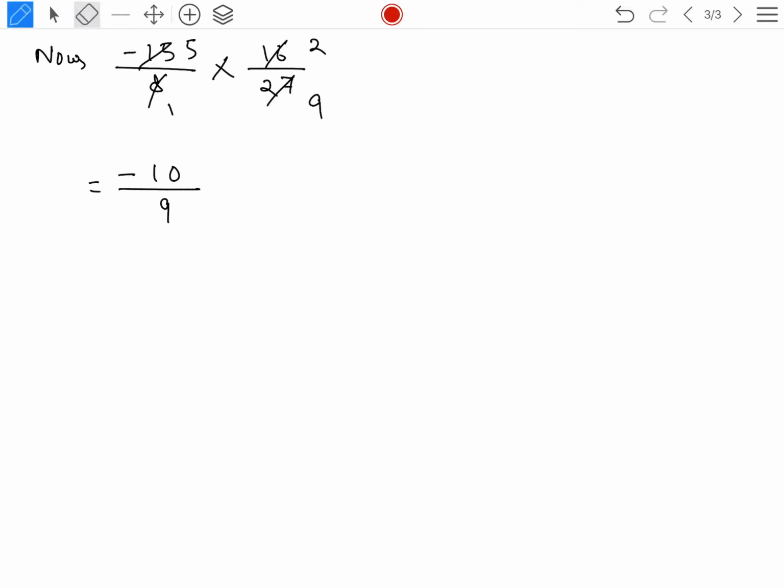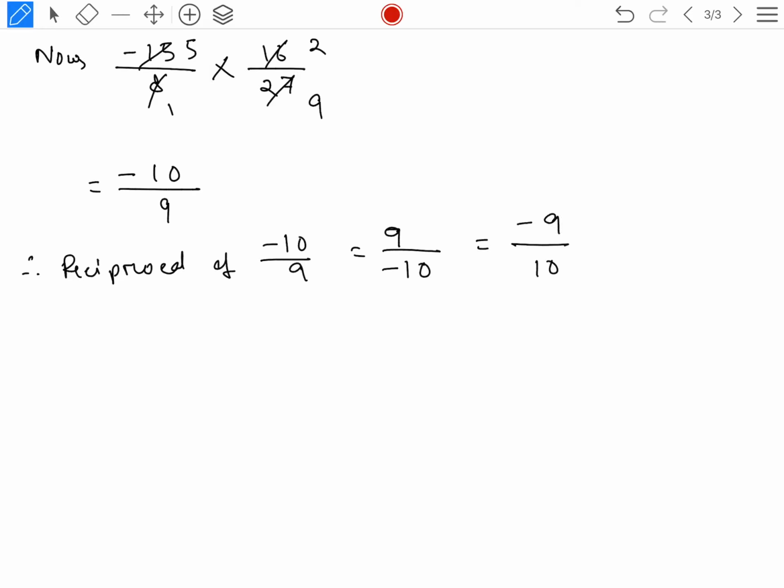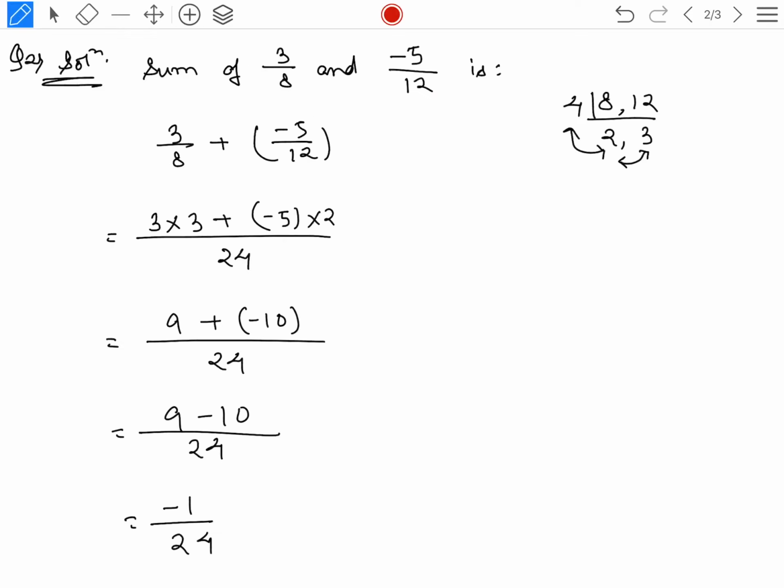Before that, we need to write the reciprocal, yes or no? So we'll write, therefore, reciprocal of minus 10 by 9 equal to 9 by minus 10, but in the denominator we don't write the negative sign, so we'll write it as minus 9 by 10. Understood?